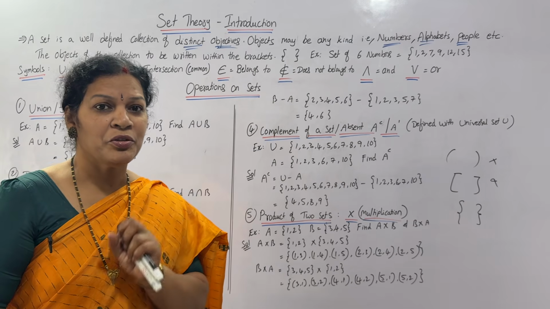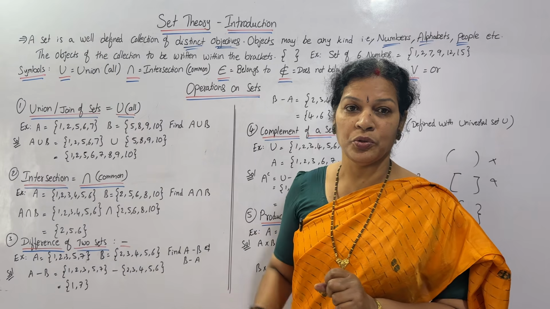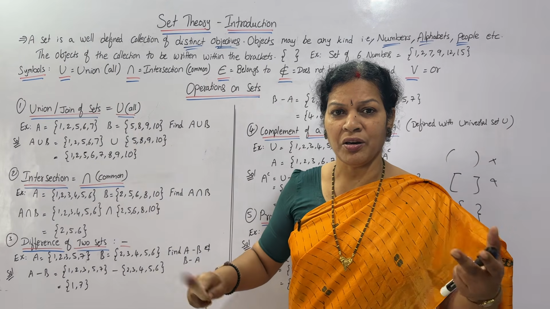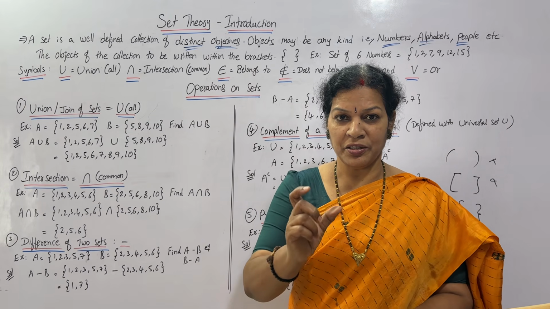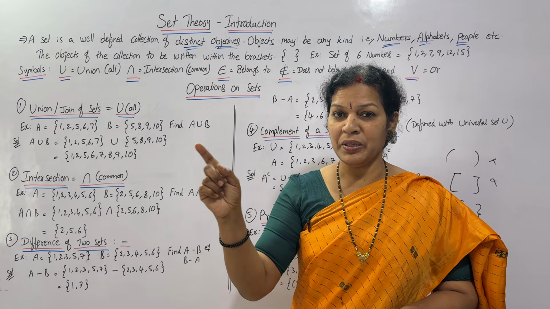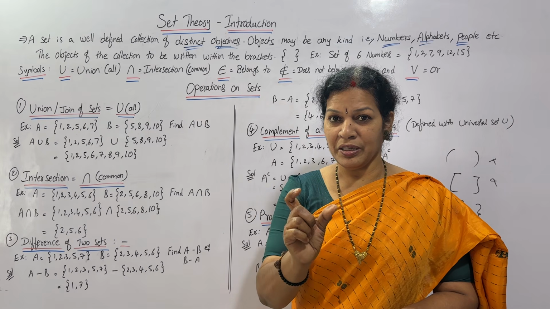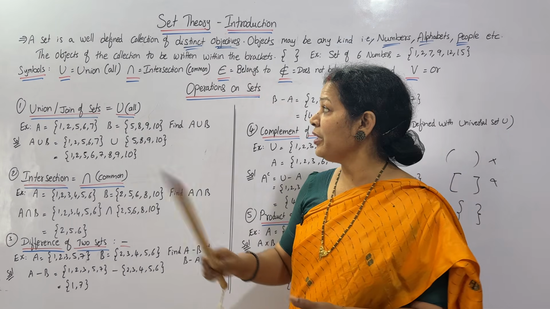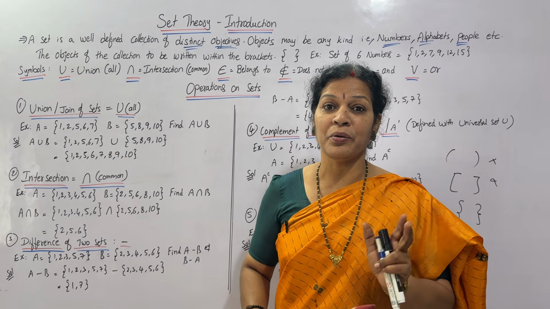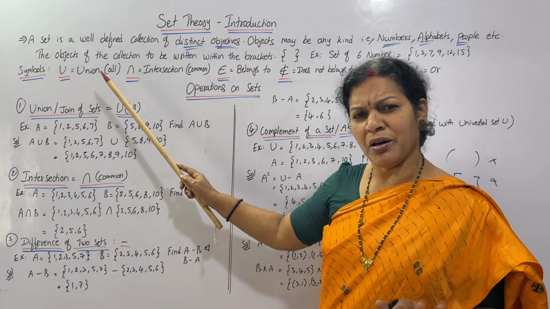A few important symbols you have to understand in set theory. The first symbol is U. U means union. Union means all numbers we take. Suppose set A and set B are given. Set A is 1, 2, 3, 4. Set B is 5, 6, 7. Set A is different, B is different. When we take U, it means all: A elements and B elements together we are going to take. That is union. Union means all.